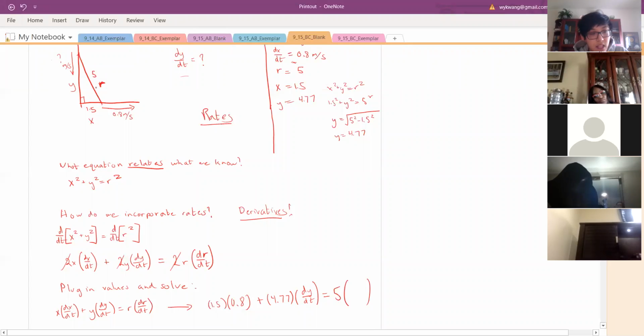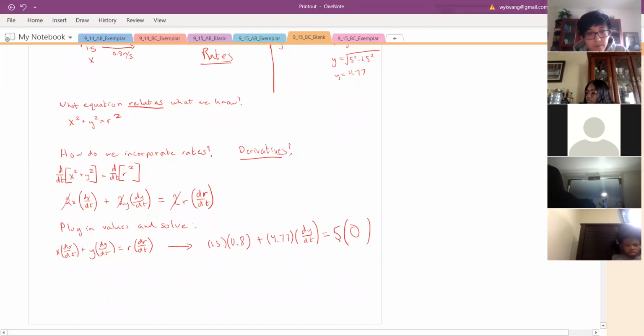So what is dr over dt? R is the length of the ladder. So how does the length of the ladder change over time? And the answer is it doesn't, right? The length of the ladder is always going to be 5. The ladder is not going to shorten to 3 meters as it falls down or anything like that. So it's always going to be 5. That means dr over dt is actually just 0, because the rate of change of r over time is 0. It doesn't change. So this is all going to be 0.